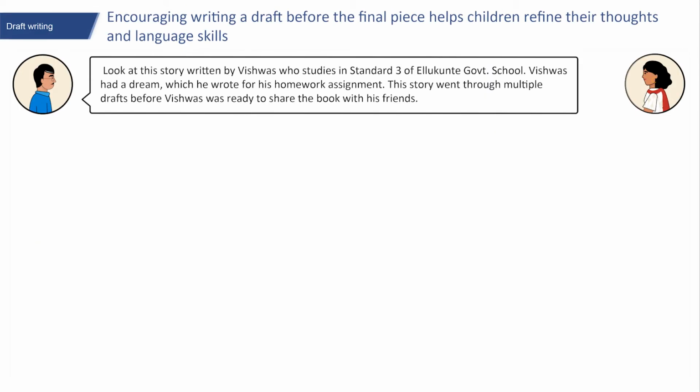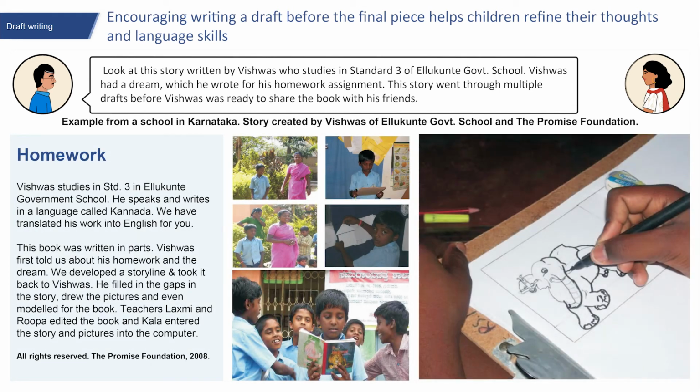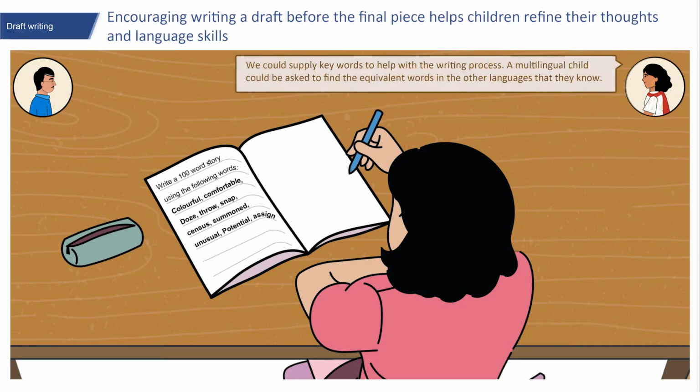Look at this story written by Vishwas, who studies in Standard 3 of Yelakunte Government School. Vishwas had a dream, which he wrote for his homework assignment. This story went through multiple drafts before Vishwas was ready to share the book with his friends. We could supply keywords to help with the writing process. A multilingual child could be asked to find the equivalent words in the other languages that they know.